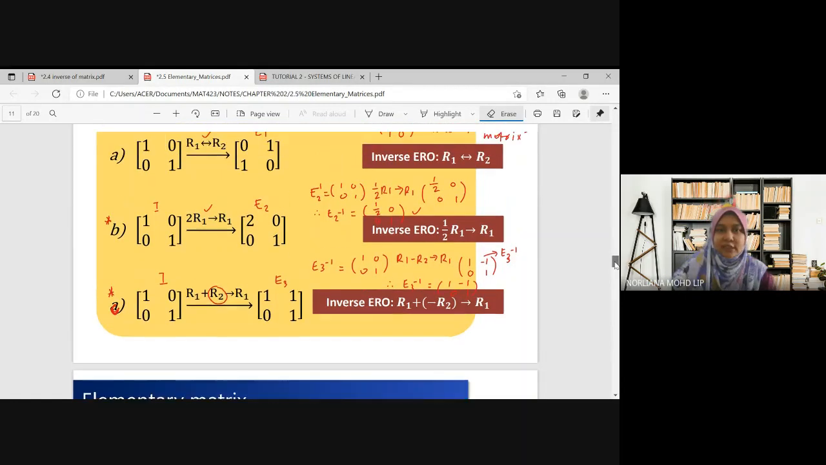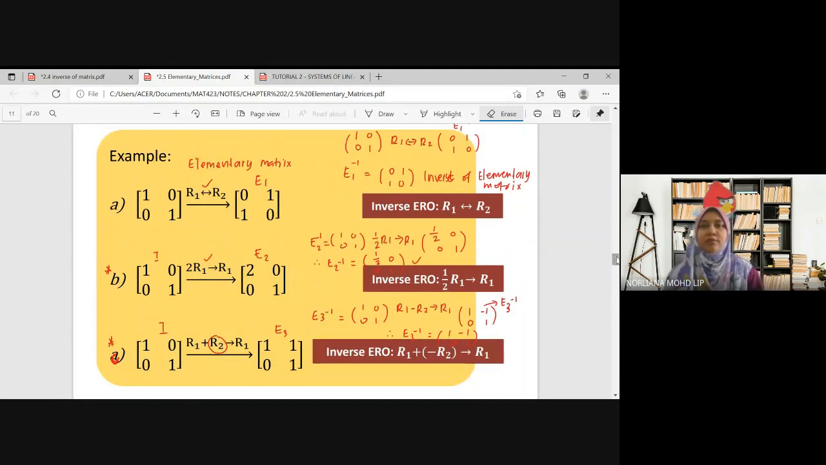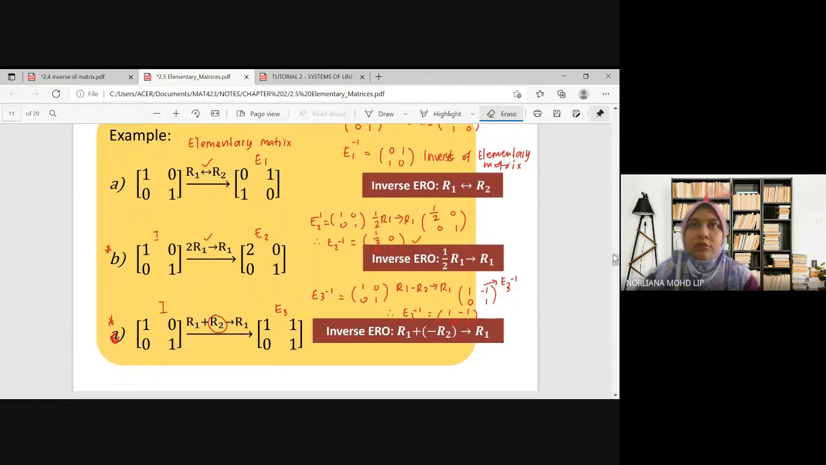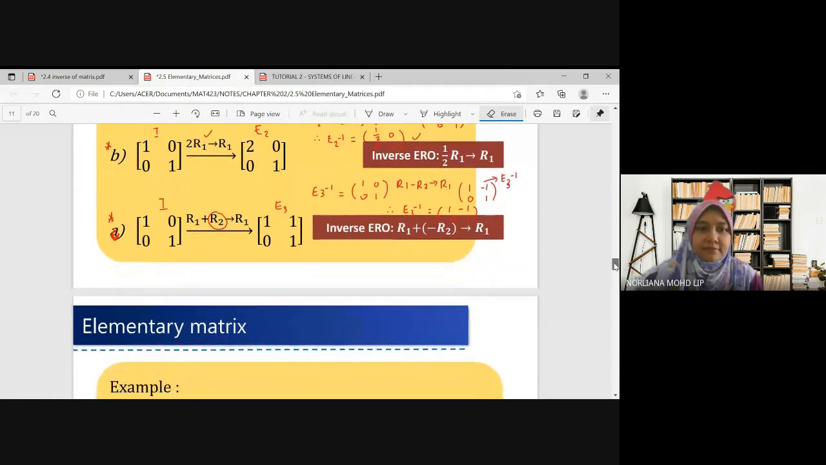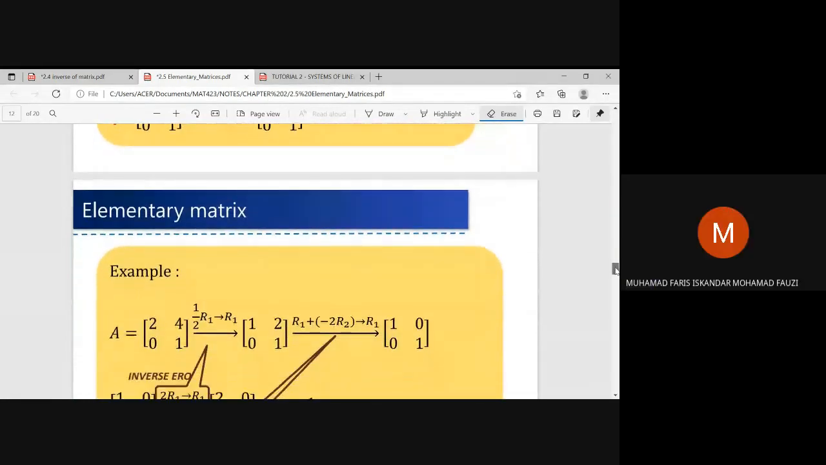Okay, ada lagi tak soalan? Inverse of elementary operation. Ini saya tunjuk yang notes ya. Kalau untuk tutorial, tengok tutorial UR nanti. Kalau perlu boleh online lagi sekali. Nak buat online meeting untuk tutorial pun boleh. Tak sempat nak tengok soalan. Tak ada? Tak ada dah, madam.